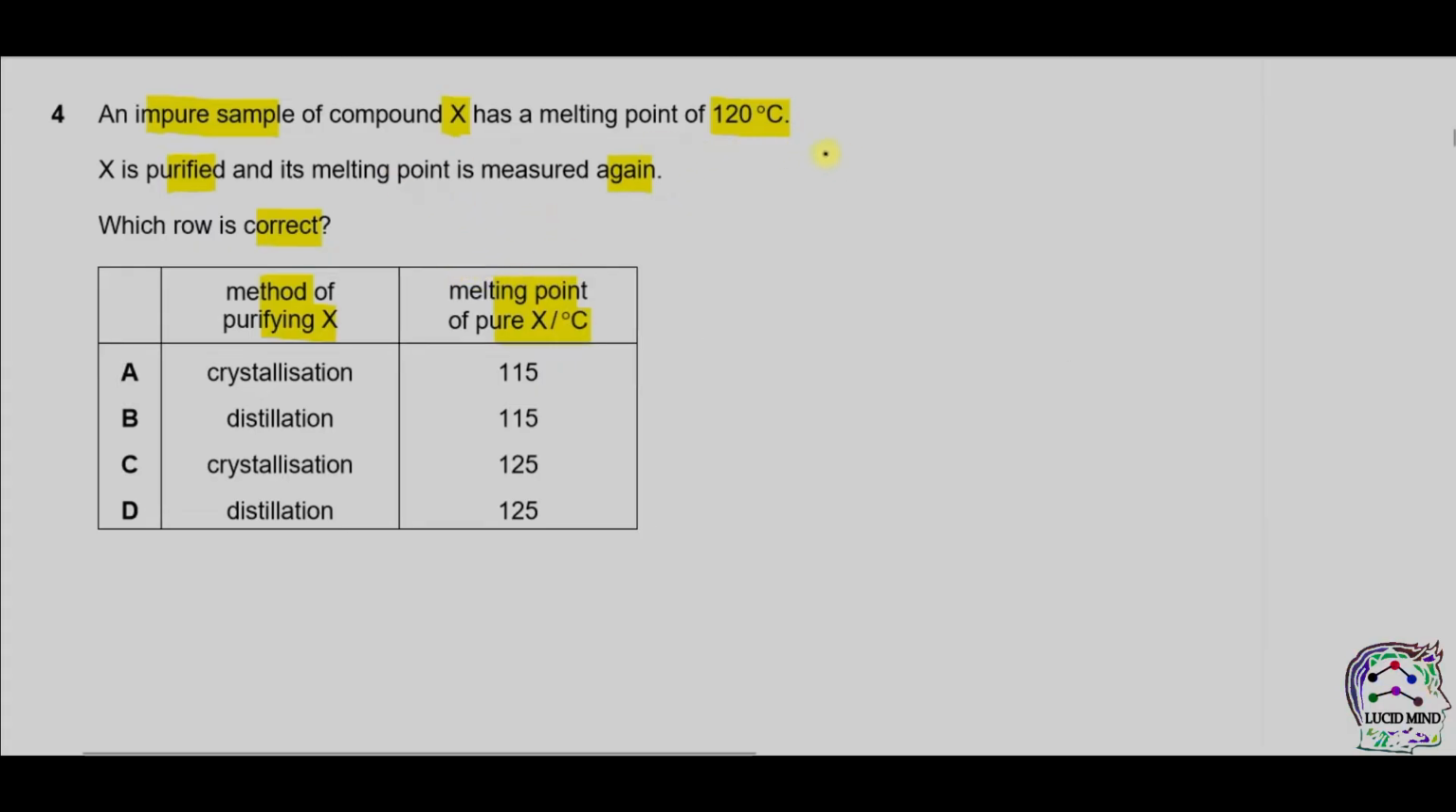To solve this question, you should remember that impurities always decrease melting point, and impurities increase boiling point. In this question, they have given melting point. So if 120 degrees centigrade is the melting point of the impure sample, and we know that impurities decrease the melting point, therefore this one is a decreased value.